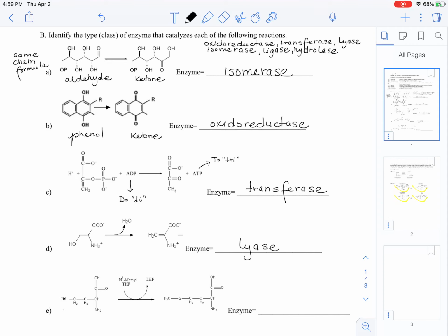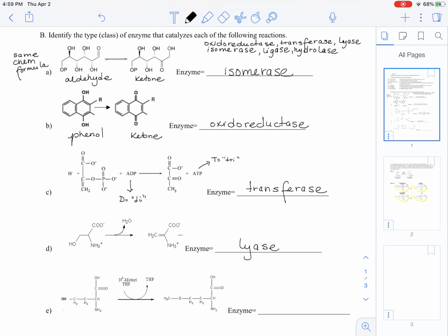And in the last problem, we have as a substrate the amino acid called homocysteine, and homocysteine is a derivative of the amino acid cysteine. As you can see, the difference is that there's an extra CH2, and when homocysteine undergoes this reaction along with N5 methyl THF, we form methionine.